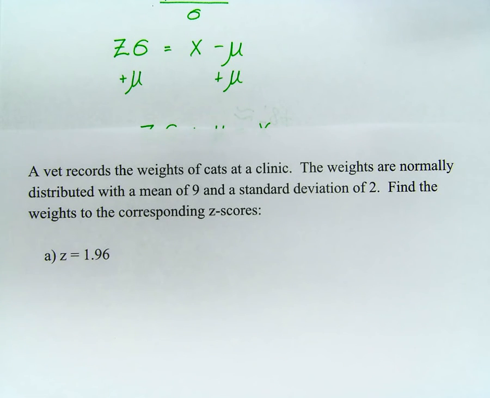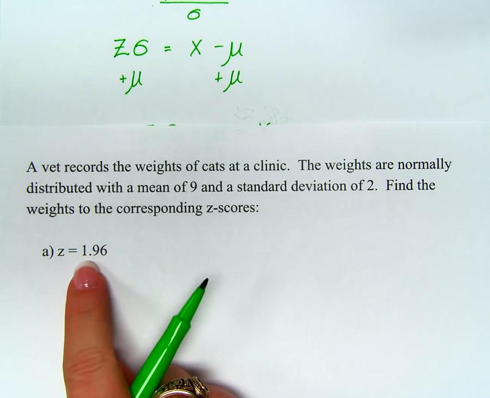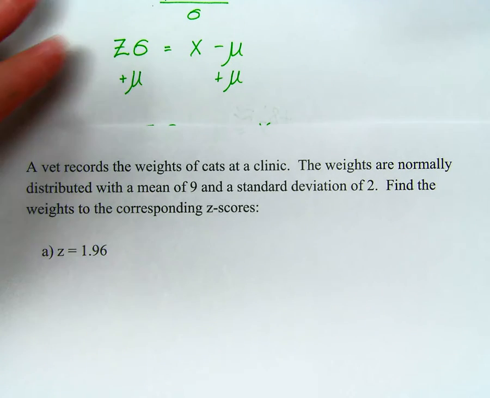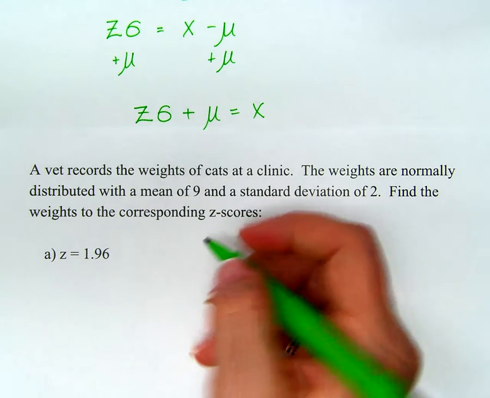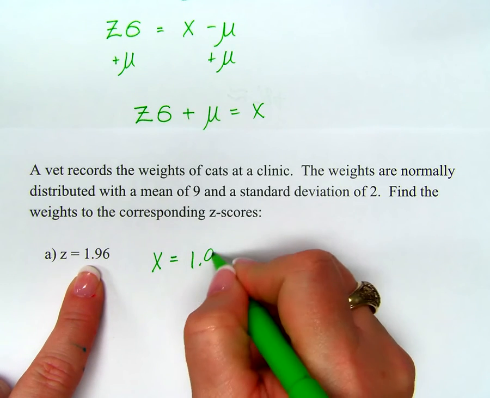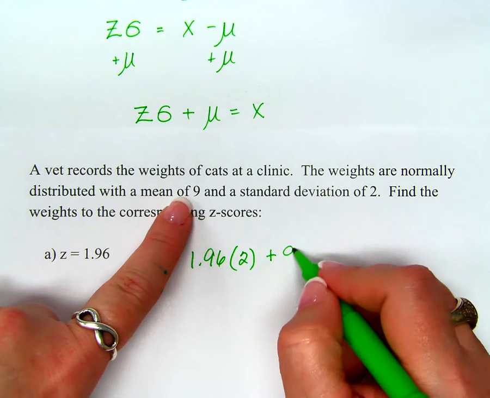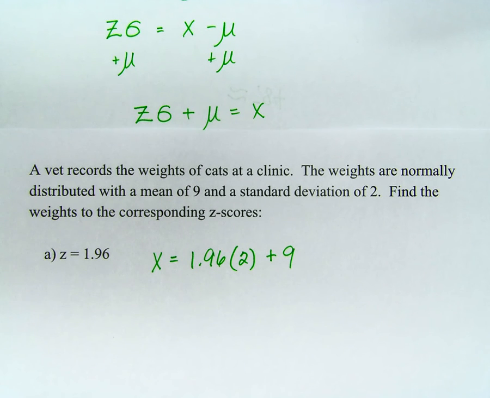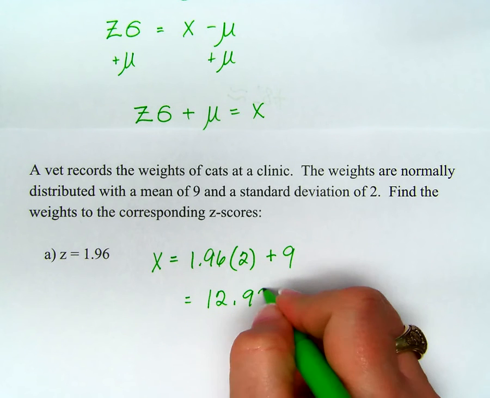A vet records the weights of cats in a clinic. The weights are normally distributed with a mean of 9 and a standard deviation of 2. Find the weights of the corresponding z-scores. Well, if you know the z-score is 1.96, would the weight or the x value be hard to find if you knew this formula? Not at all, right? So x is going to equal the z-score, which is 1.96, times the standard deviation of 2, plus the mean, which is 9. And that's just some calculation, right? 12.92 pounds.